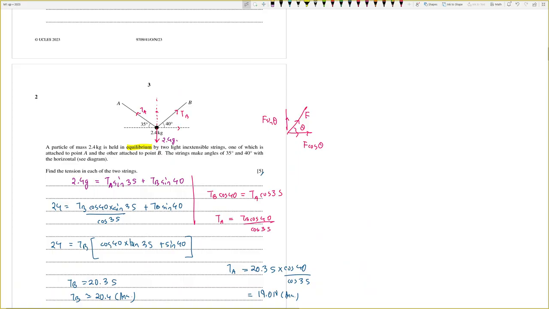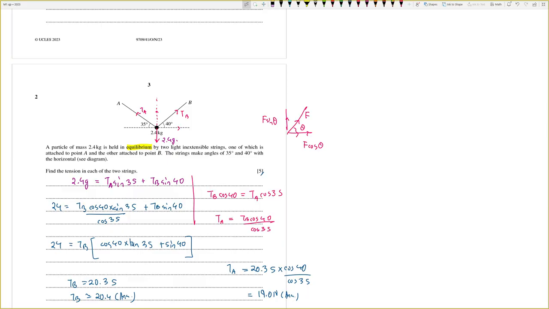So for question 2, we basically have a particle which is held in equilibrium, so net force is 0. We basically have to equate the components here, right? We equate the components. So there are two strings. One is attached to point A, the other is attached to point B. The strings make an angle of 35 and 40 degrees to the horizontal. Find the tension in each of the two strings.